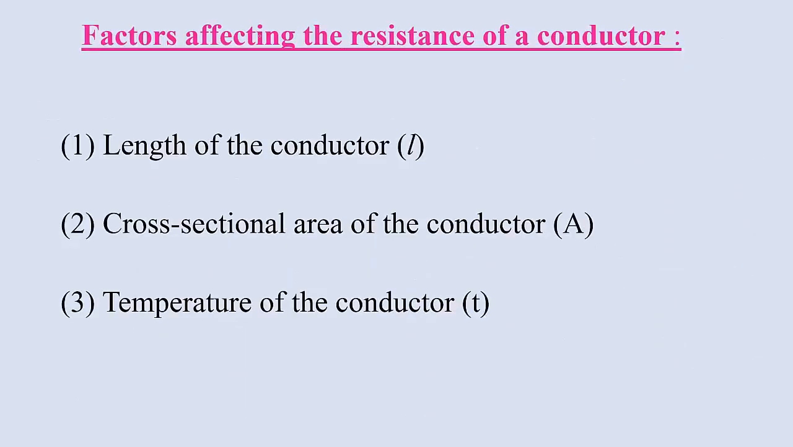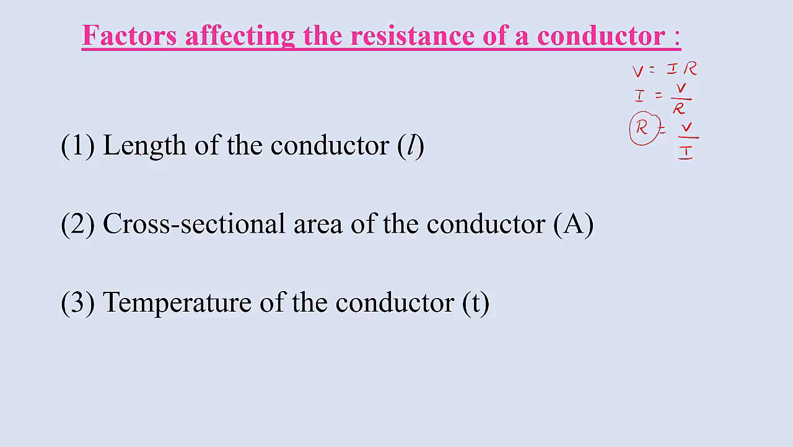Now, what are the factors that affect the resistance of a conductor? So, we know the equation V equal to IR. This is according to Ohm's law. Or we can write I equal to V divided by R. Or we can write R equal to V divided by I. Now, the question is, what are the factors that affect the resistance?